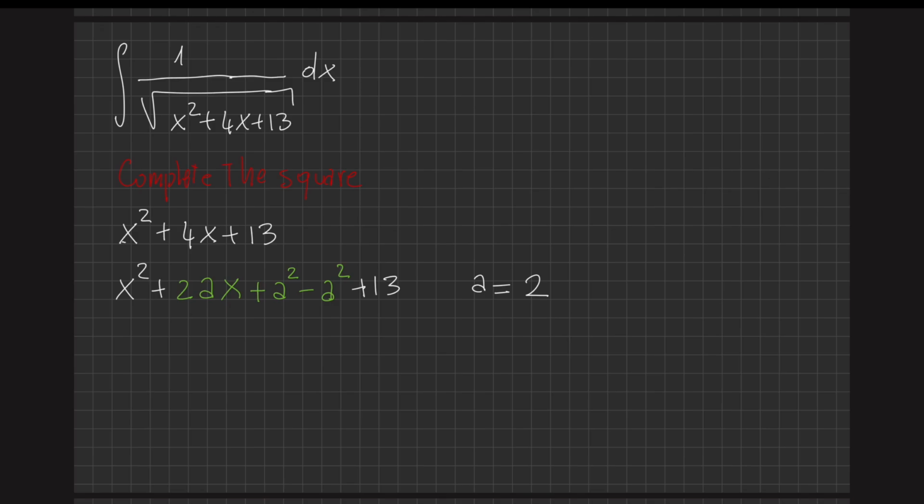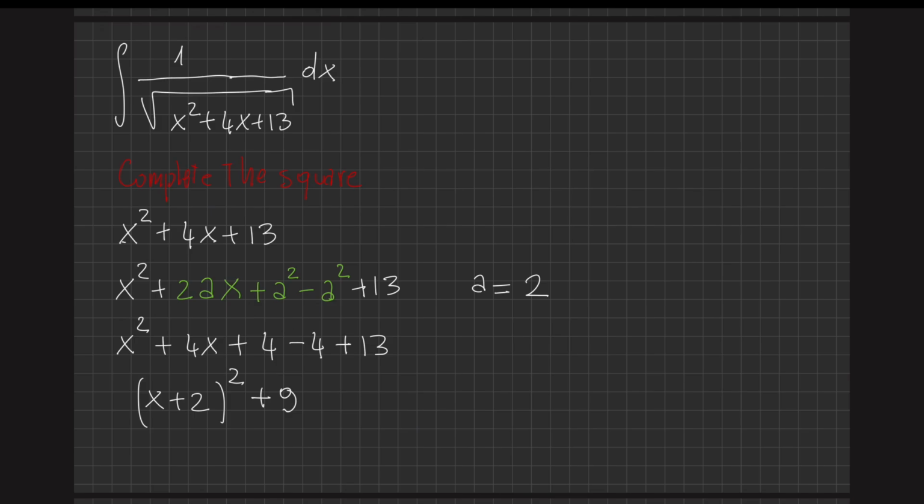And now I can rewrite our initial expression as x squared plus 4x plus a is equal to 2 plus 4 minus 4 plus 13. And now I recognize that x squared plus 4x plus 4 is nothing but (x plus 2) squared. And then I can sum 13 and minus 4, and I get plus 9.